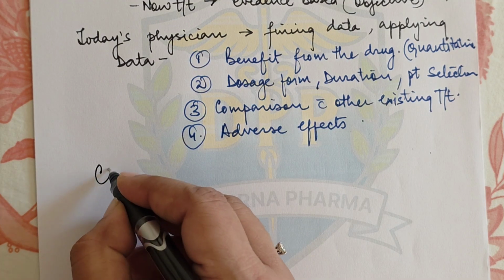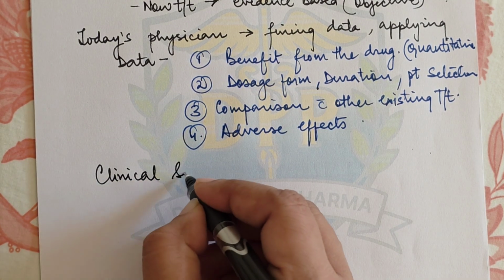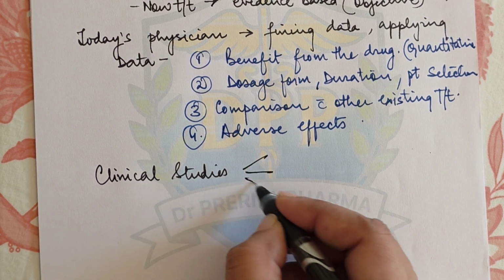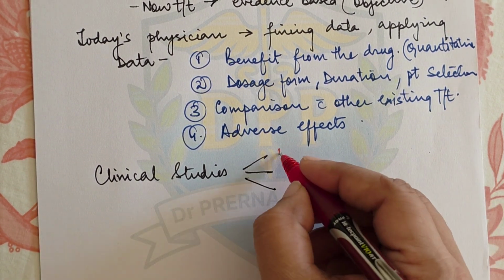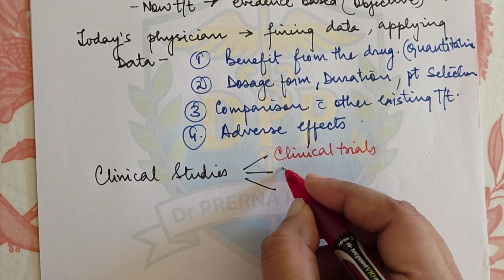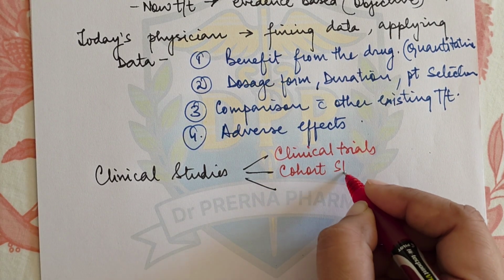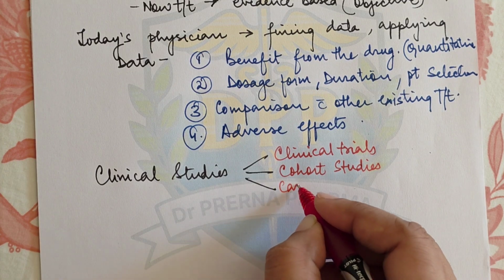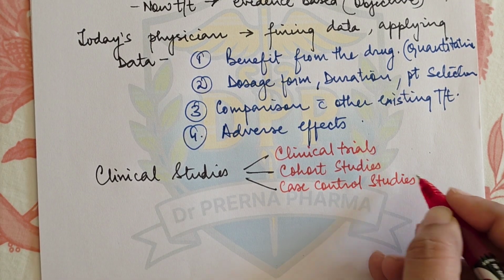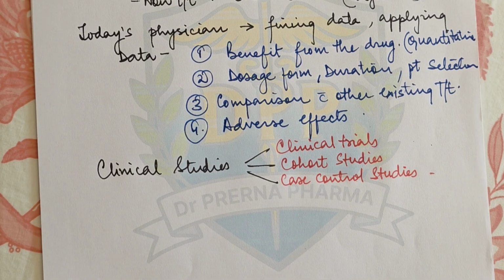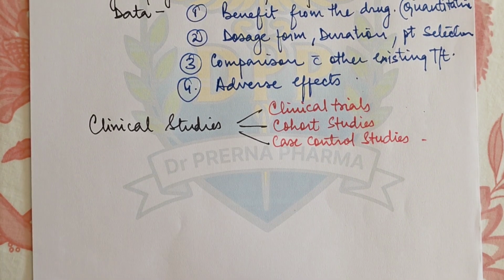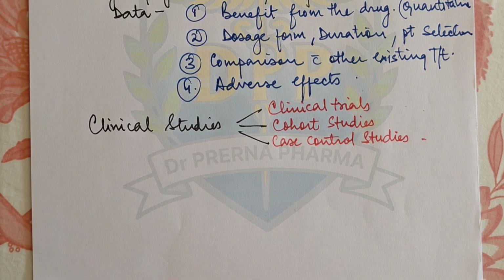Now, what are the clinical studies that usually are studied? Clinical studies, we divide them into three types. The first one is clinical trials. Then we have cohort studies, and we have case control studies. In this, I'll just give you a brief detail. I'll not go into very much detail because that is not your level. So we'll try to understand these three terms in easy language, right?